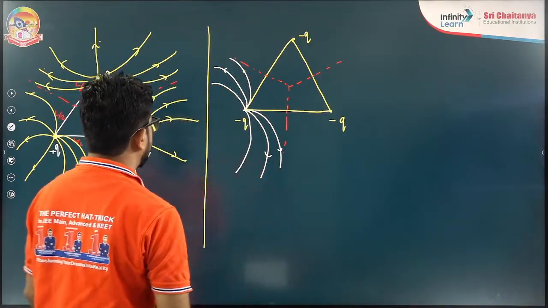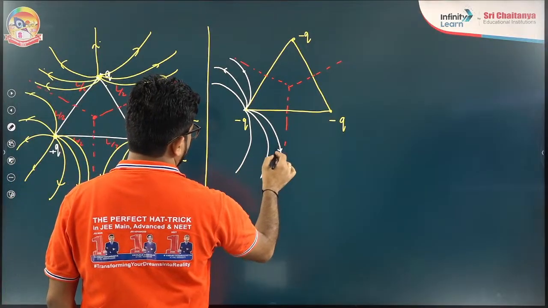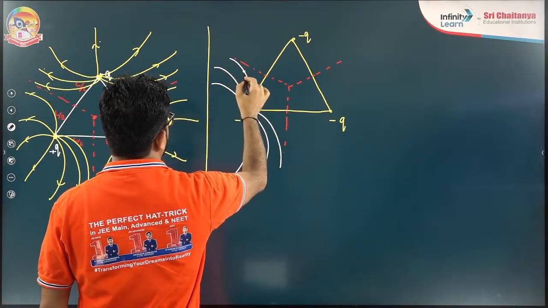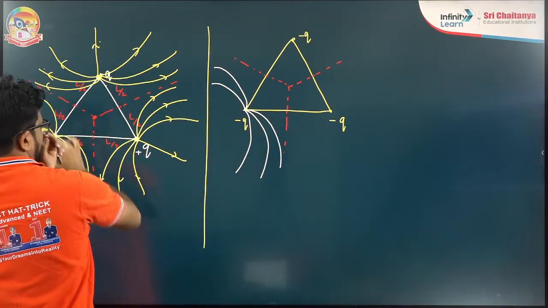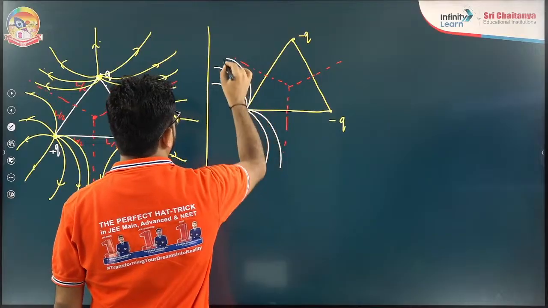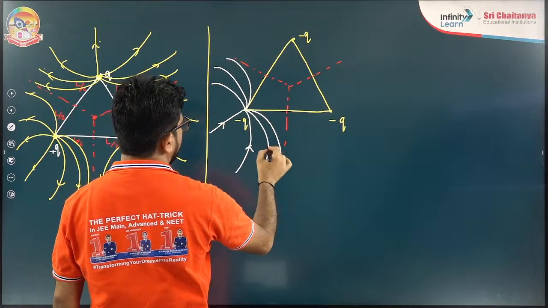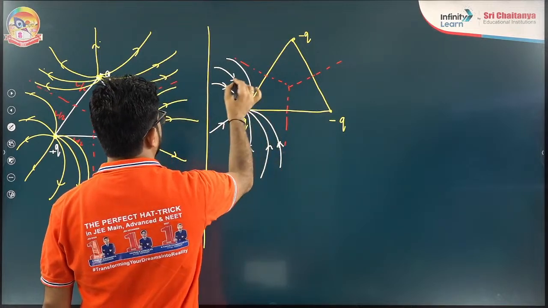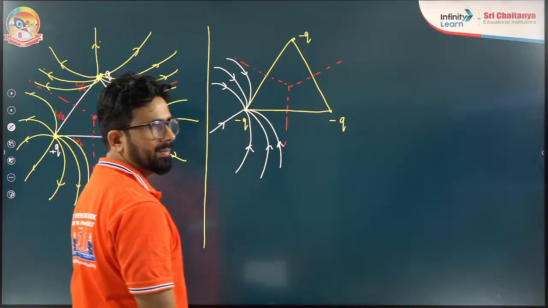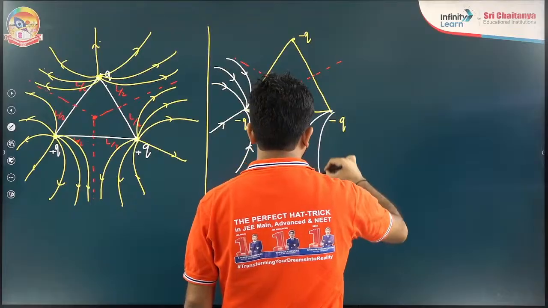Okay, just wait. This is negative charge, so this arrow should be changed. So I am just changing the arrow. You have to understand it. Okay, this arrow would be inward, not outward. These are the inward arrows towards the charge. Similarly, you can draw for this also, beta. You can draw towards the charge.